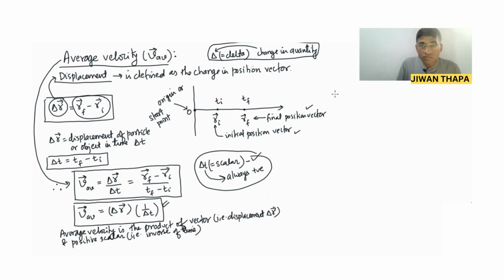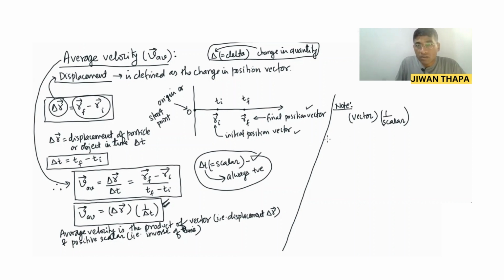Now let us discuss this. If you look into this expression, so what we find on right hand side, we have a vector times 1 by delta t. So we have what? Scalar. This is 1 by scalar. So if you look into this expression, we have this.